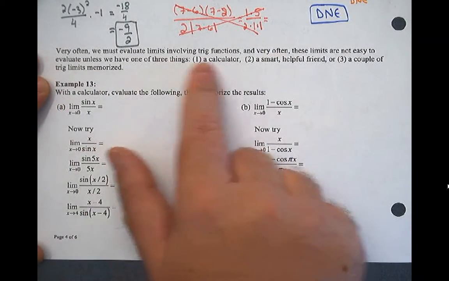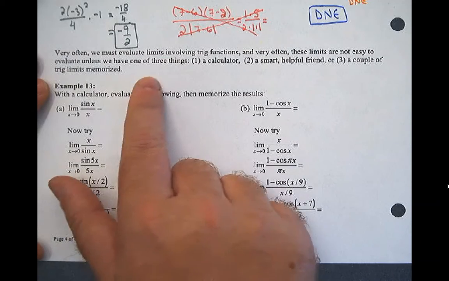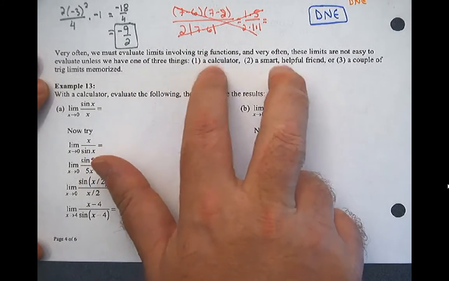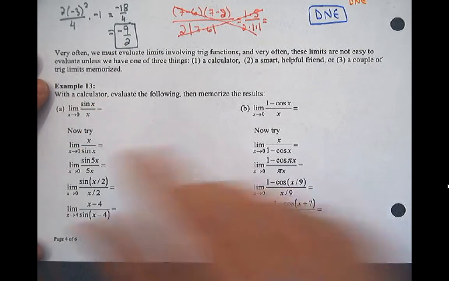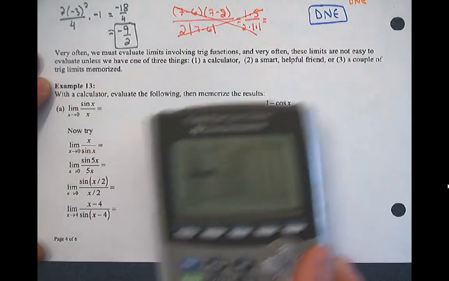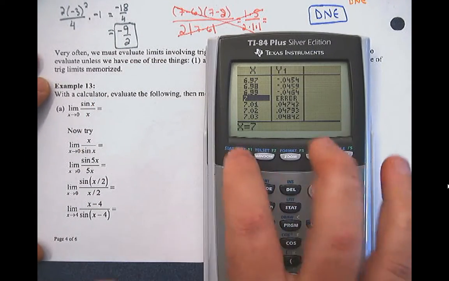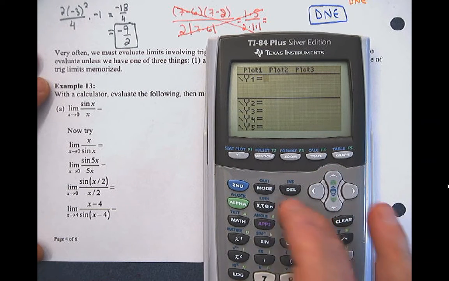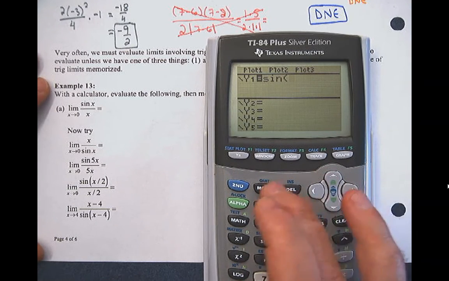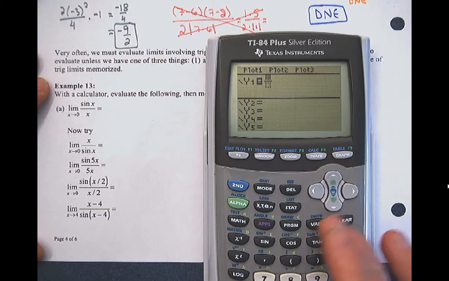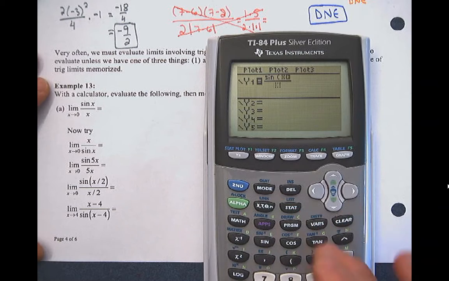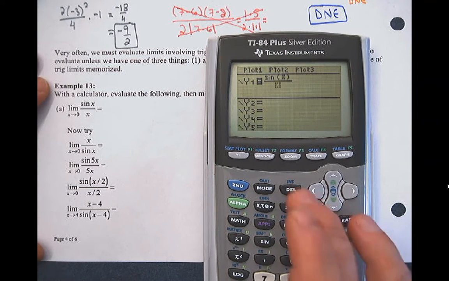If you're going to evaluate some things with some trig functions, they're not easy to do unless you have one of three things: a calculator, a smart, helpful friend, or a couple of trig limits memorized. And so the College Board expects you to memorize these trig limits. So I would start off by evaluating the sine of x over x using my calculator. And then after we figure out what's happening with our calculator, then we can just memorize this forever.